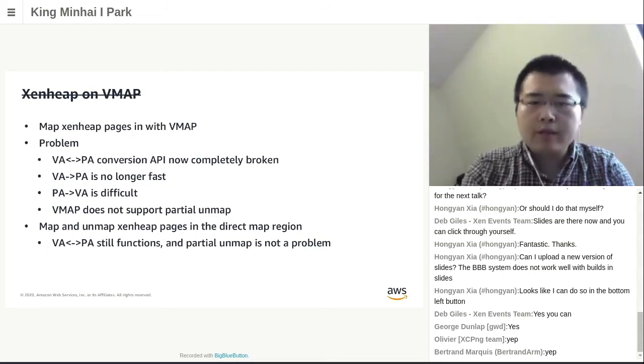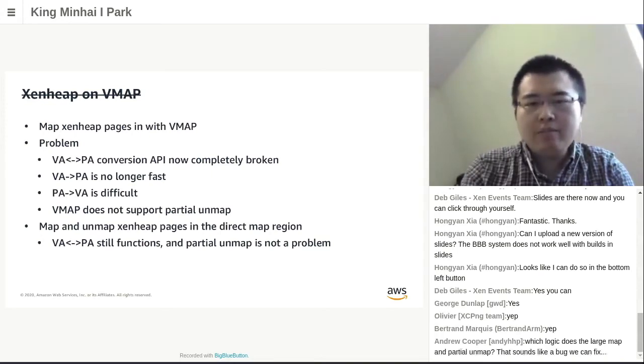So what I did: removing the direct map, at least at the moment, still means the direct map address range is still there. So why don't we just reuse that address range? My implementation is that when you allocate a Xen heap page, you map it into that region on demand. And when you free the Xen heap page, you just clear the mapping. That means all those things still work, like the conversion macros. And it naturally supports partial unmap of Xen heap pages. So that's the biggest change I've made compared with the proposal from last year.